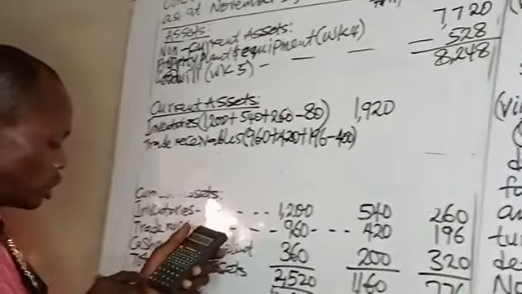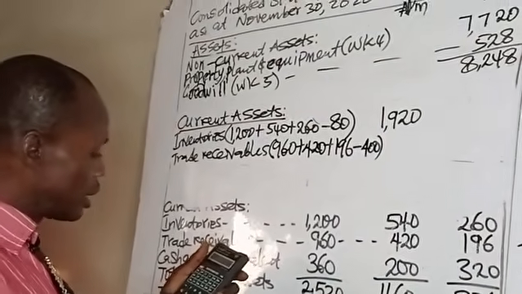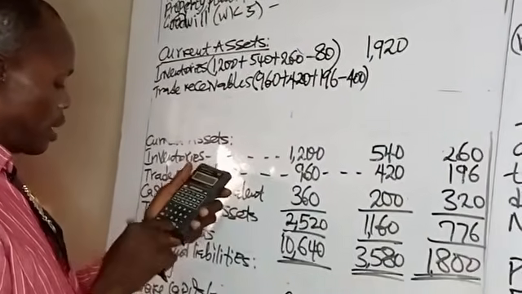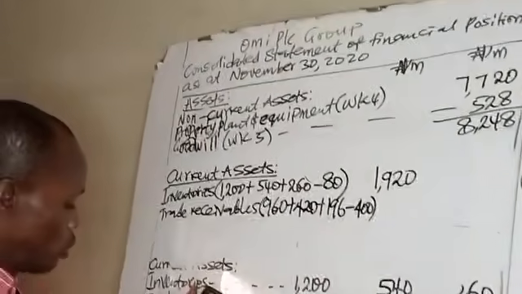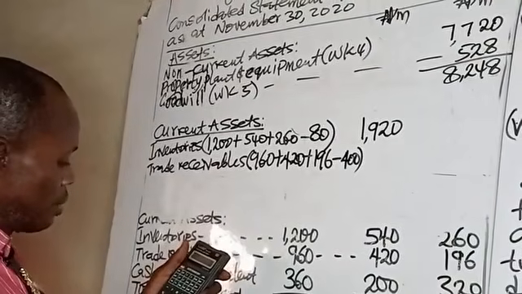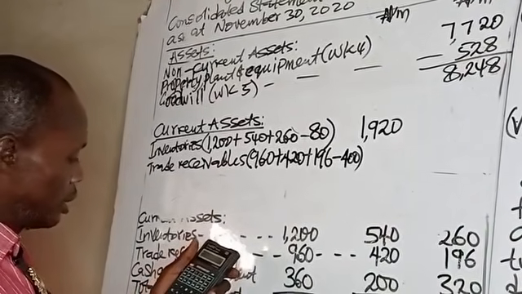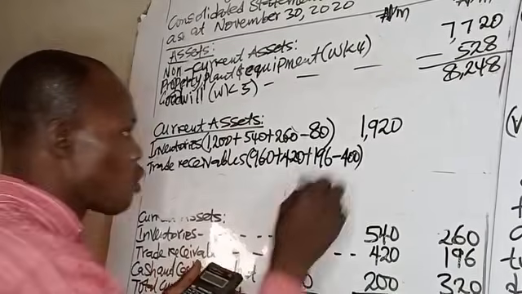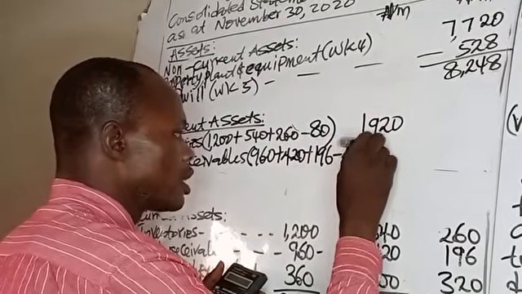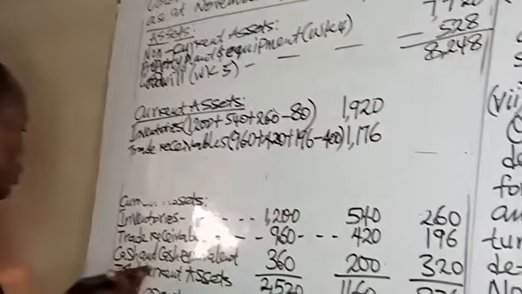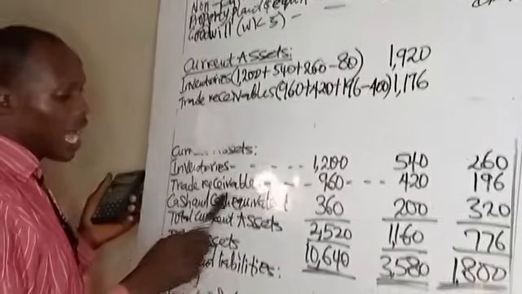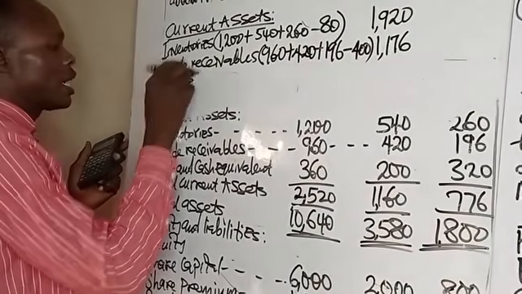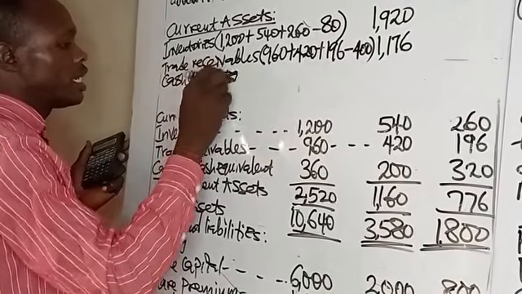Now let's subtract: 960 plus 420 plus 196 minus 400. So we have 1,176. The next item is cash and cash equivalents.